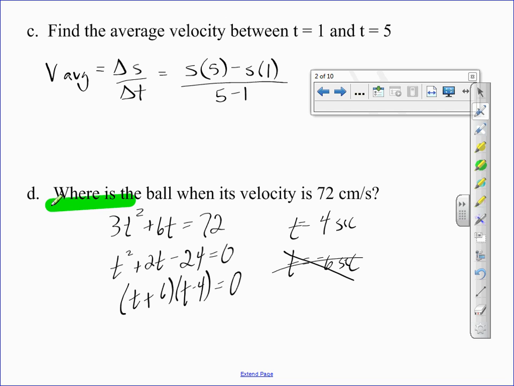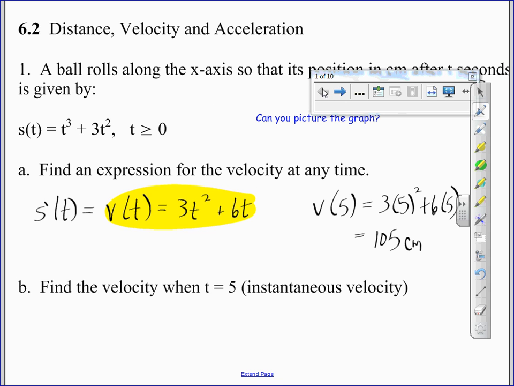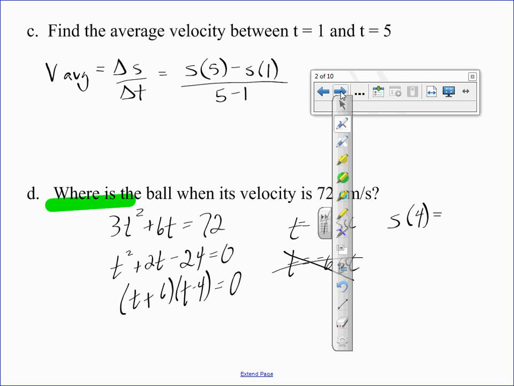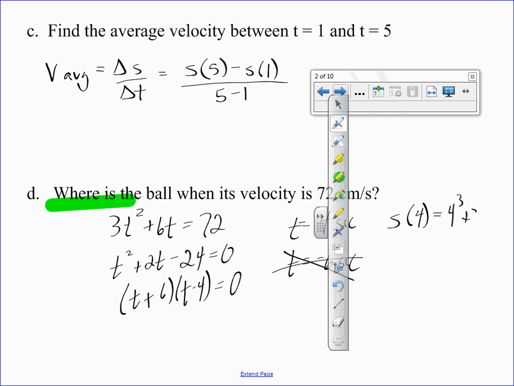So in order to finish this question, you would need to find the distance at 4 seconds by replacing t with 4 in the original expression. So you'd have 4 cubed plus 3 times 4 squared. That's 64 plus 48, I believe. So that's 112, and that again will be measured in centimeters.